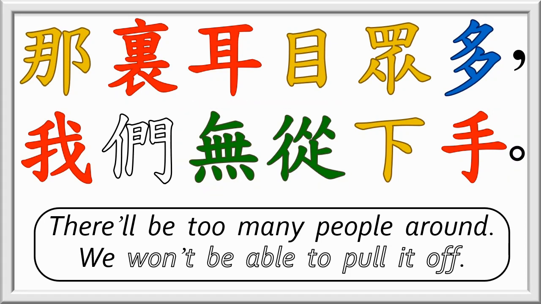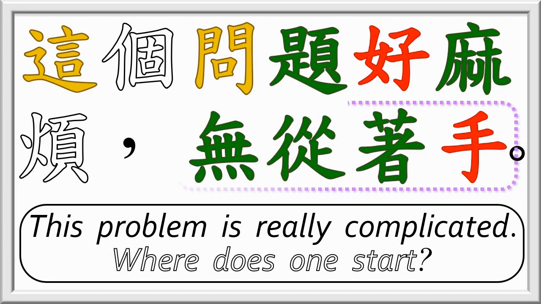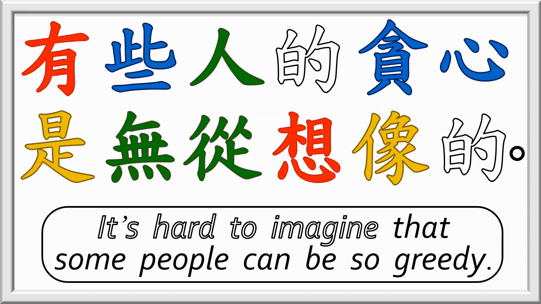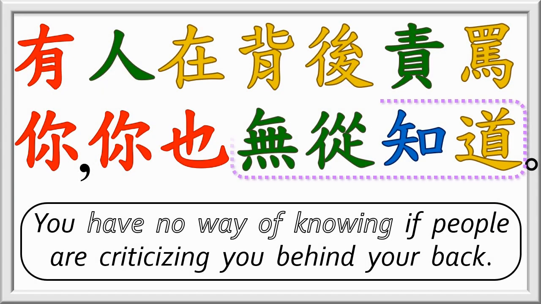那里耳目众多，我们无从下手。There will be too many people around. We won't be able to pull it off. 这个问题好麻烦，无从着手。This problem is really complicated. Where does one start? 有些人的贪心是无从想象的。It's hard to imagine that some people can be so greedy. 有人在背后责骂你，你也无从知道。You have no way of knowing if people are criticizing you behind your back.